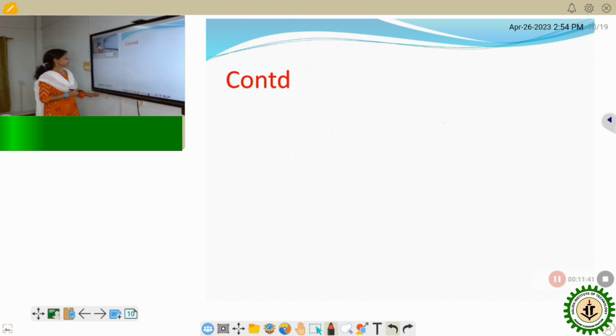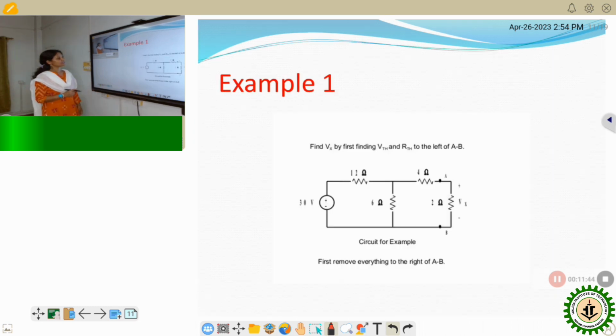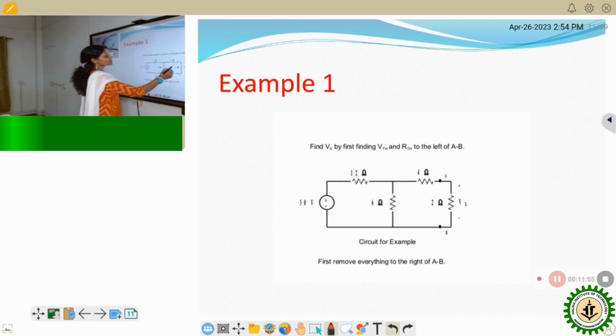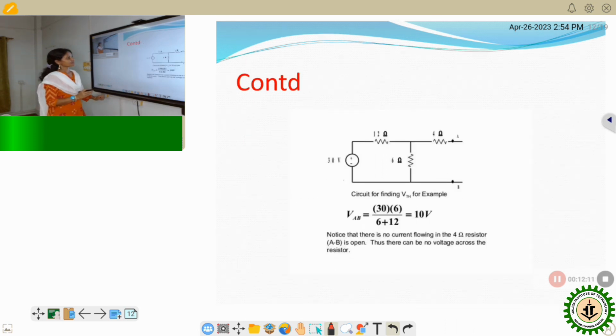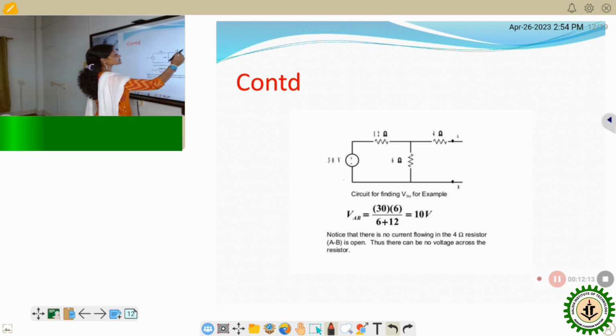Now let us discuss one simple example. Find Vx by first finding Vth and Rth to the left of AB. In this given figure, that is Vx, so Vx is to be measured. Which one is the RL? This resistance is RL. So the first step is to remove this RL from the network.